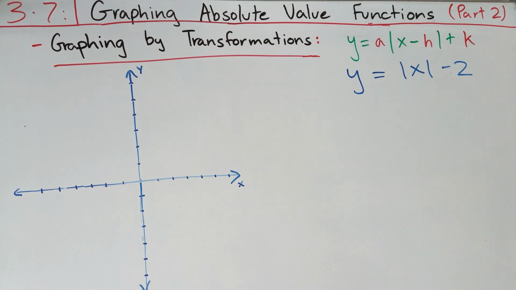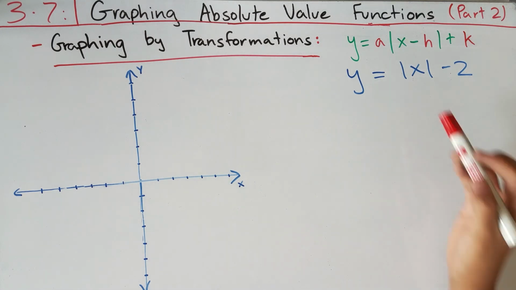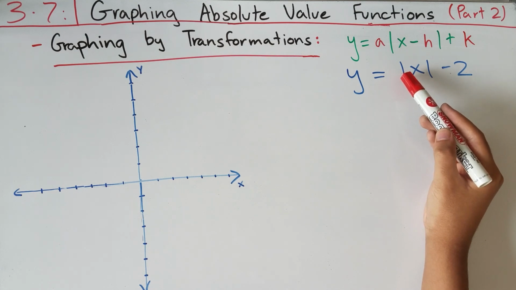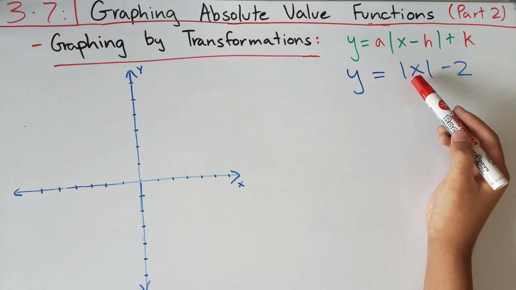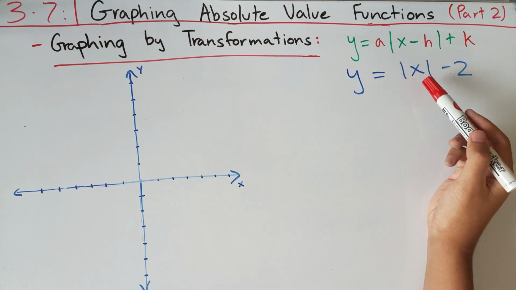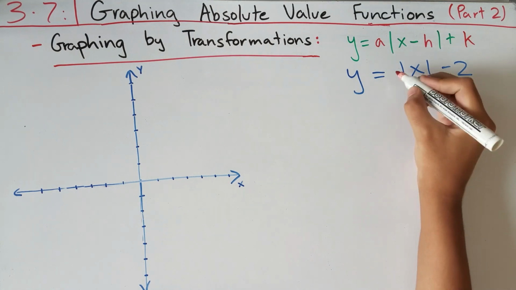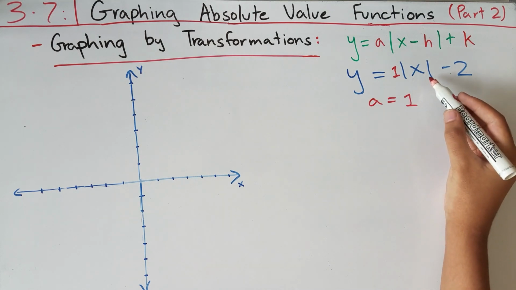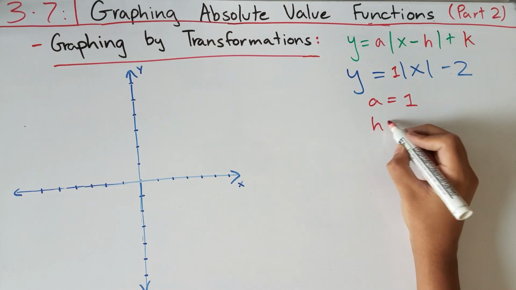So before we graph this, let's see what the a, h, and k values in this function are. Beginning with the a value, we know that a is a coefficient of the x, or the x minus h value. In this case, we know that our a value is 1 because we're not writing it on the side, because usually we don't write 1 as a coefficient. So we can say that the a value in this case is 1. Now for the h value, we're not given any h value because we're simply taking the absolute value of x. So our h value is equal to 0.